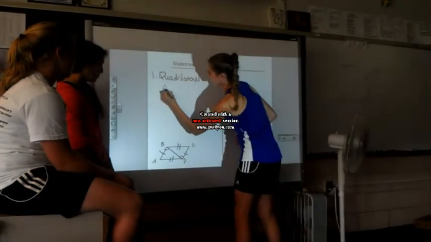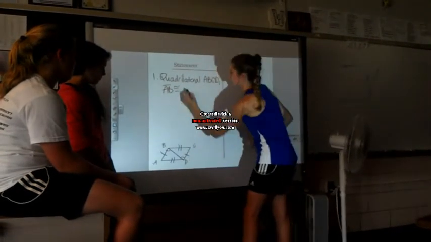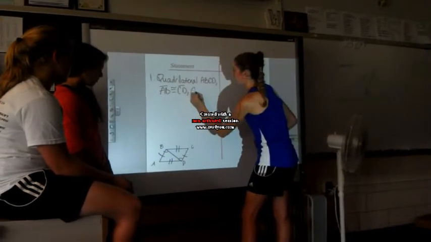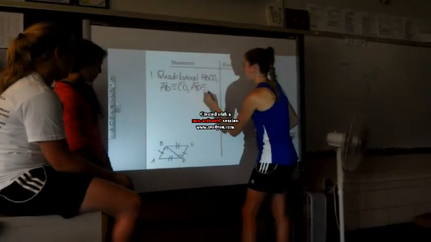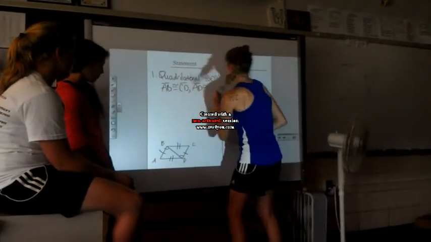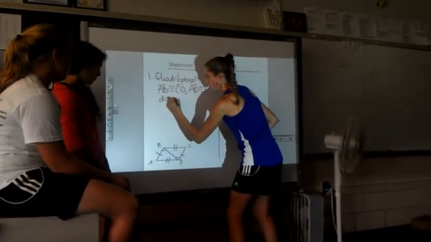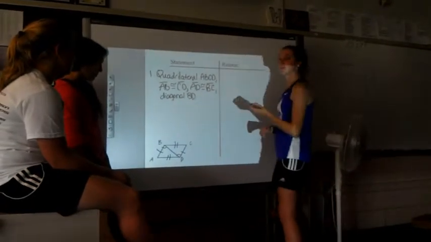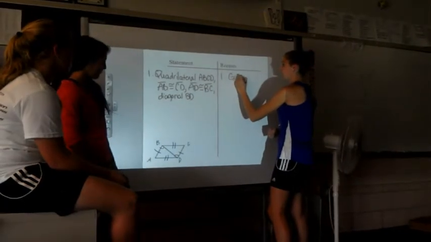AB congruent to CD, AD congruent to BC, and diagonal BD. And our reasoning for the first statement in any proof is always that it was given.